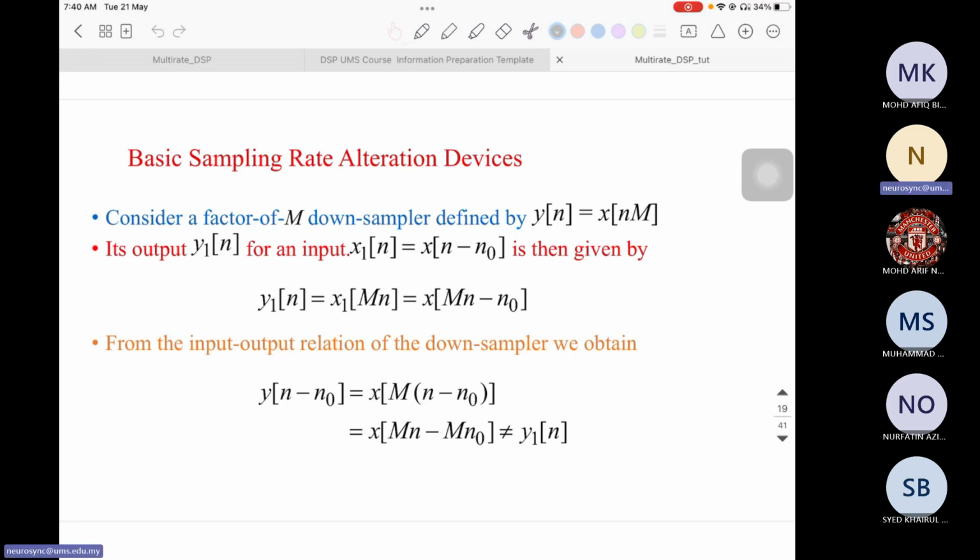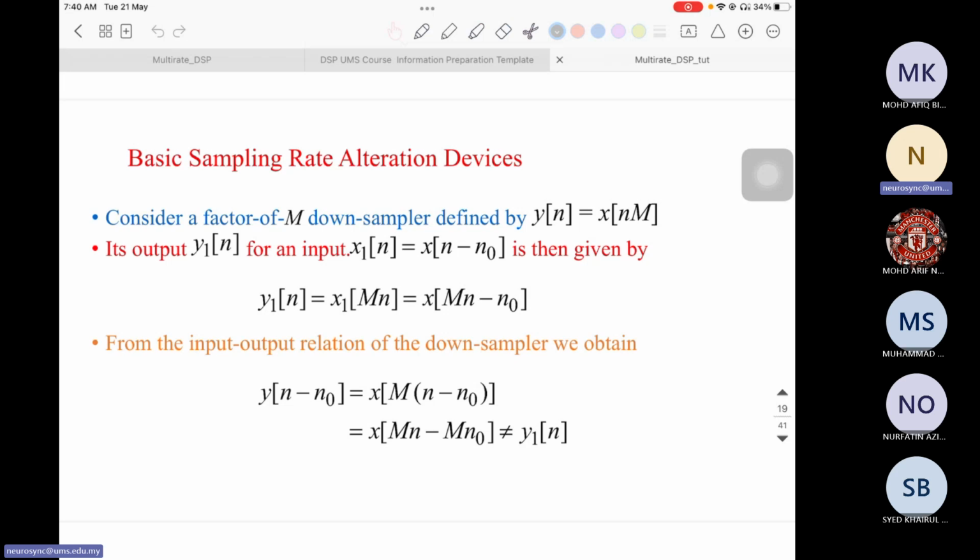Okay, now we'll start our lecture. So basically in this multi-rate digital signal processing, we will not focus more on numericals. Basically, we will cover the basic theory of multi-rate DSP. So yesterday we started with multi-rate DSP.